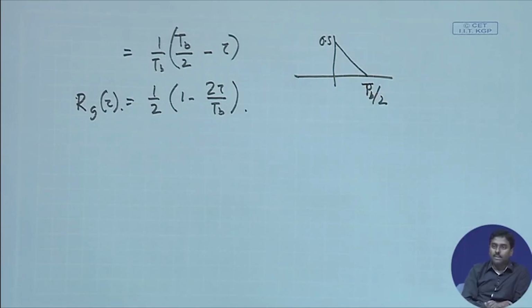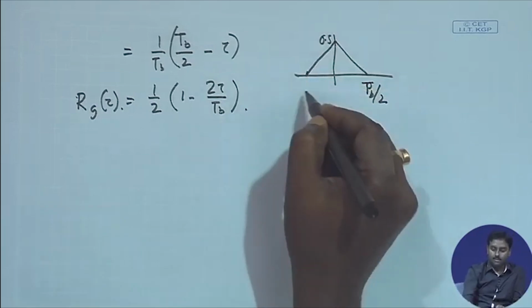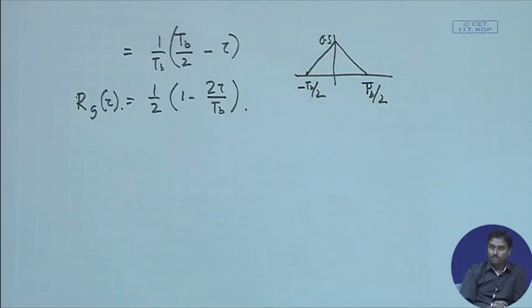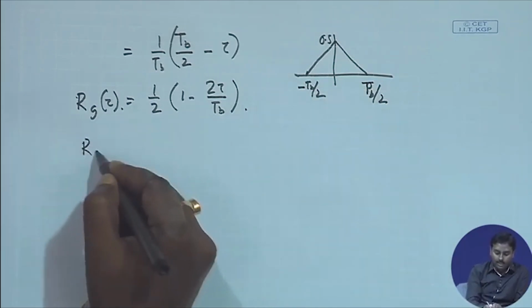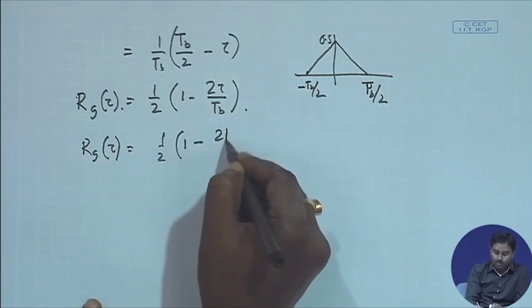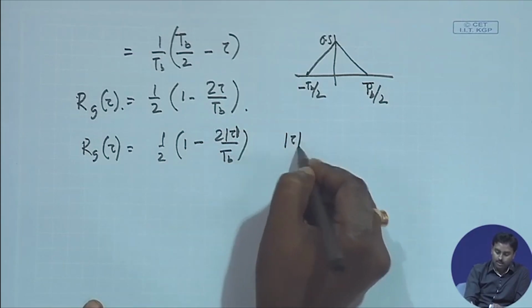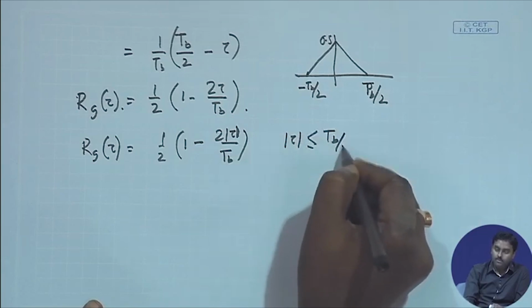Because it is Rg(tau), we have already proven that it is an even symmetric function, so it should be exactly like this up to minus Tb by 2, that is something we know. So we can write Rg(tau) equals half into 1 minus 2 mod tau divided by Tb, as long as mod tau is less than or equal to Tb by 2.